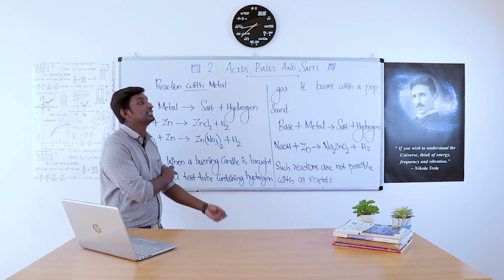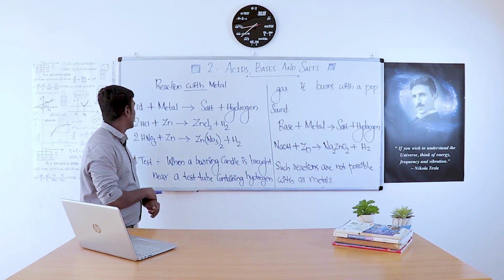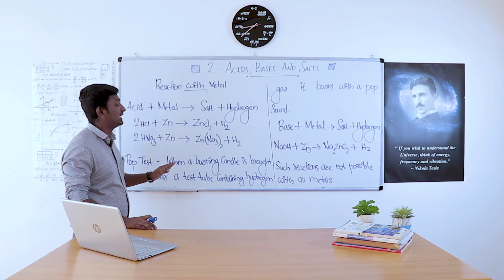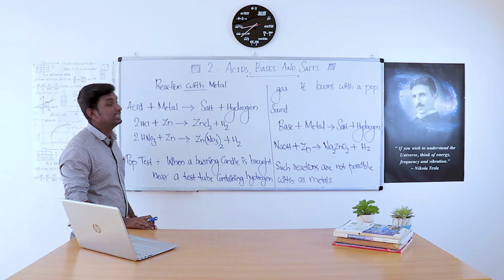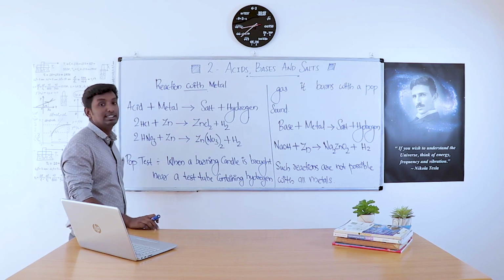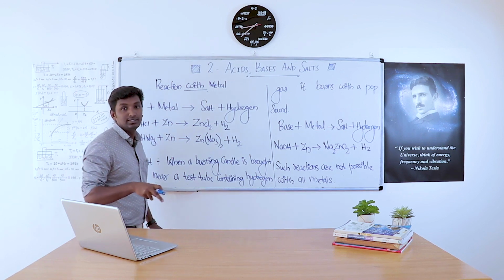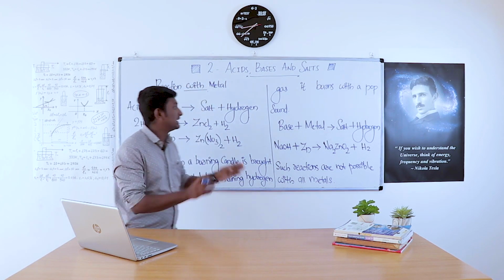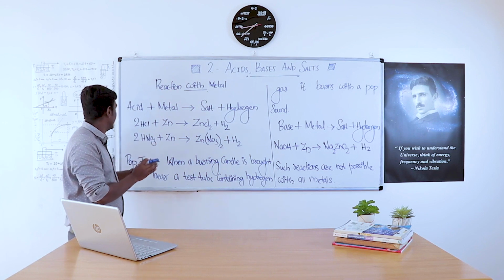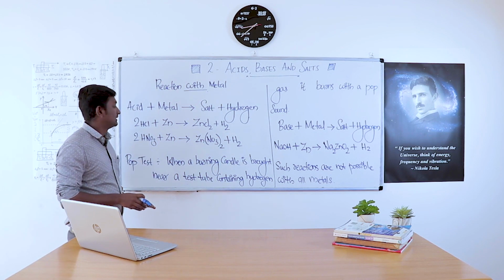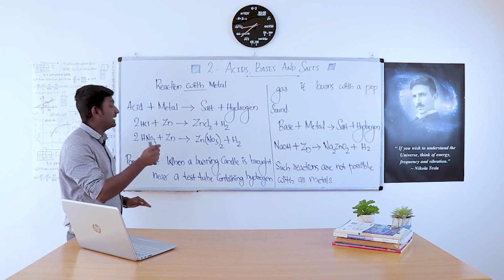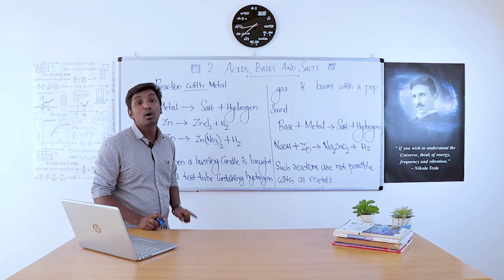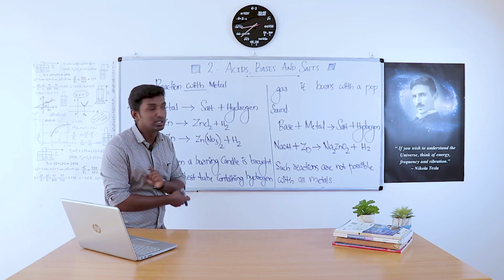An acid reacts with a metal to give salt and hydrogen. So when an acid reacts with a metal, hydrogen is evolved as a byproduct. How can we check whether the product formed is hydrogen or not? The test for hydrogen is the pop test. The pop test means that when a burning candle is brought near a test tube containing hydrogen gas, it burns with a pop sound.